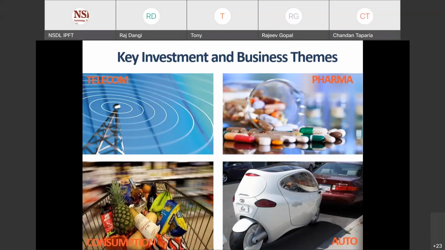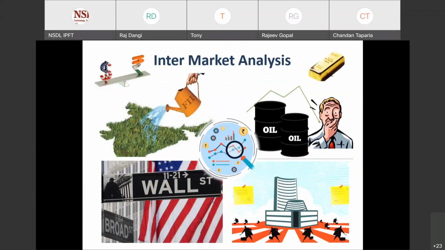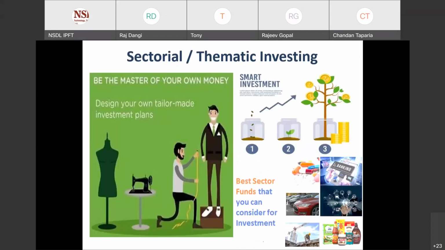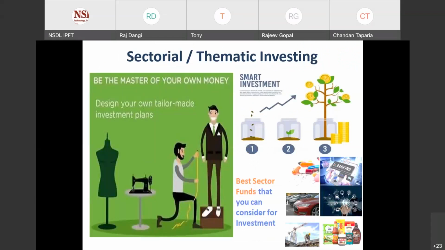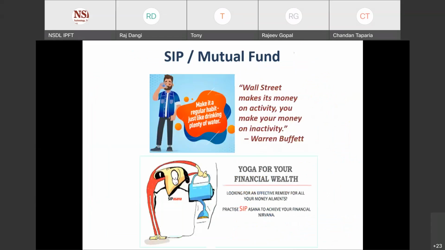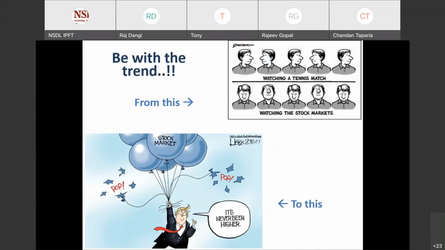New mindset, new results. You can focus on a couple of sectors, right? You can follow the top-down approach if you're looking for a stock selection technique. Look at the market trend. First of all, look at the index price behavior, then look at the sector, then look at the stocks. Then diversification and risk management are very important. You can select your own way. You can go with SIPs and mutual funds. Be with the trend, right?